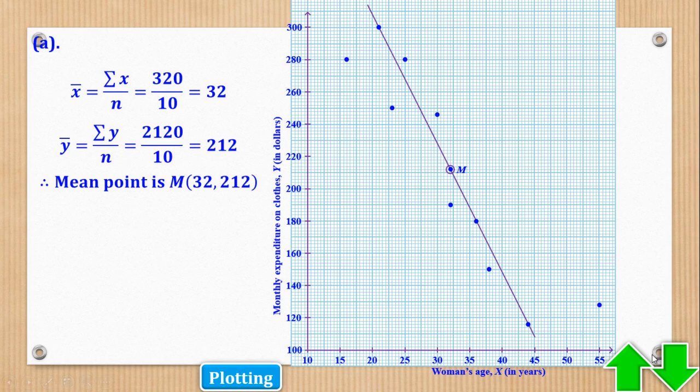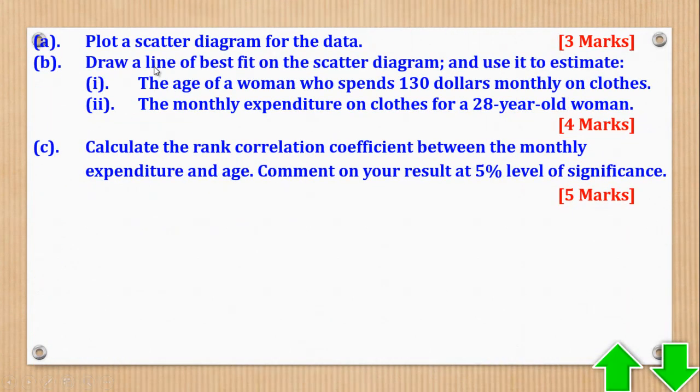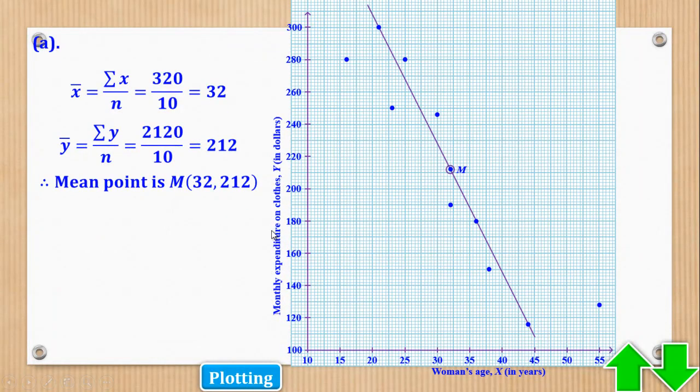Now that you have drawn the line of best fit, next is to estimate. The first estimation, they want the age of the woman who spends $130 on clothes, and second, the expenditure on clothes for a 28-year-old woman. So first, when the amount is 130, what is the age? So we shall come on the vertical axis and look for 130. Draw a horizontal line to meet the line of best fit. Then where it meets, draw a vertical line to meet the horizontal axis and read off that value.